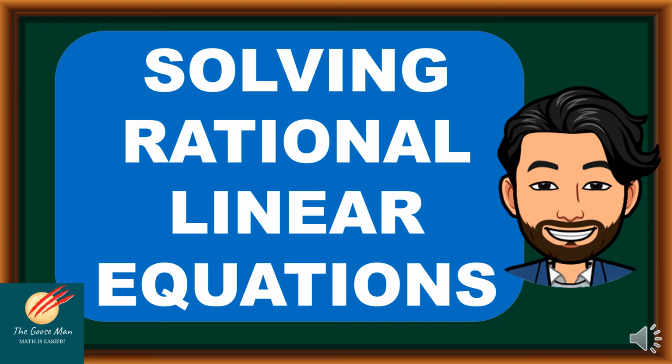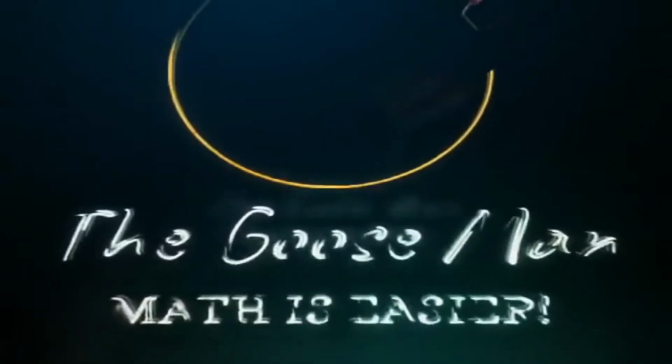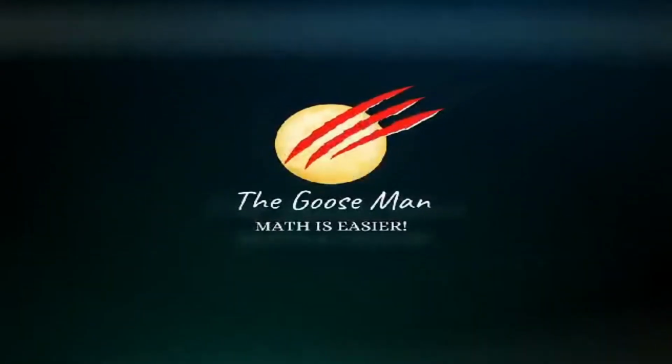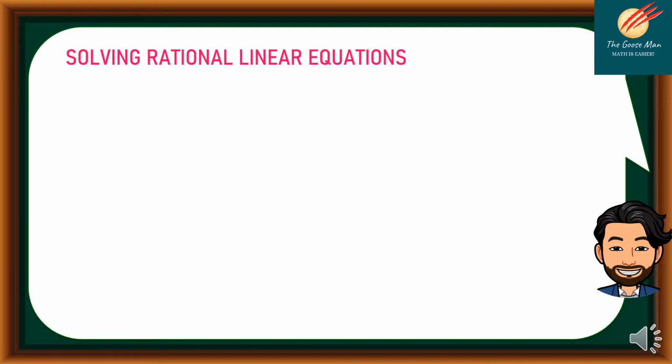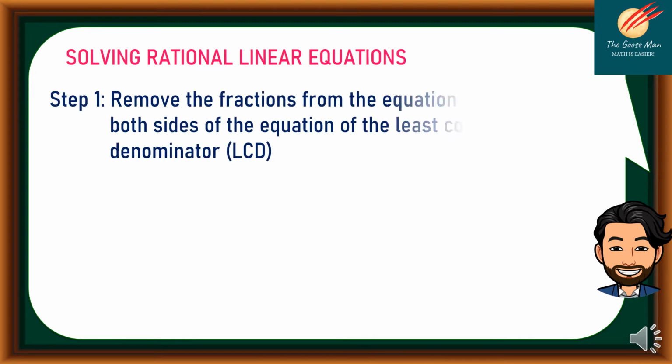This is teacher Onin and our topic for today is solving rational linear equations. If we say linear equation, it means the highest exponent of the variable is equal to 1. So whenever we solve rational linear equations, we have the following steps.